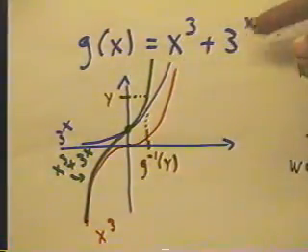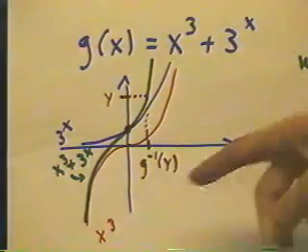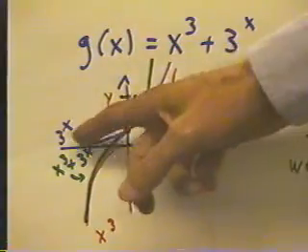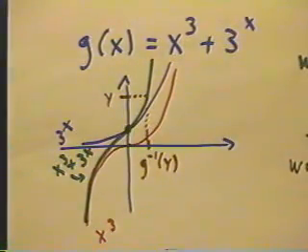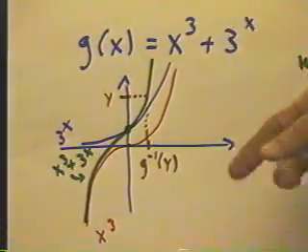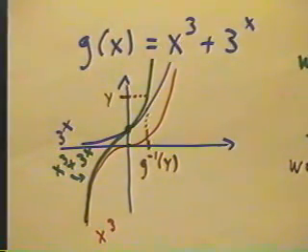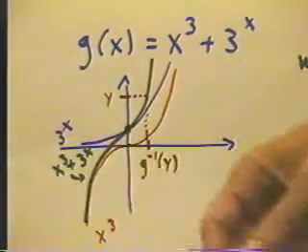And we graph the 3 to the x function, that's in purple. We note that both the x cubed and the 3 to the x function are strictly increasing. Every time x increases, y increases. So when we add the two increasing functions, we're clearly going to get an increasing function. The function that we get is represented in green here.